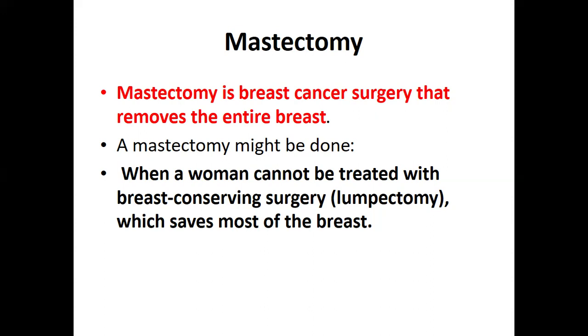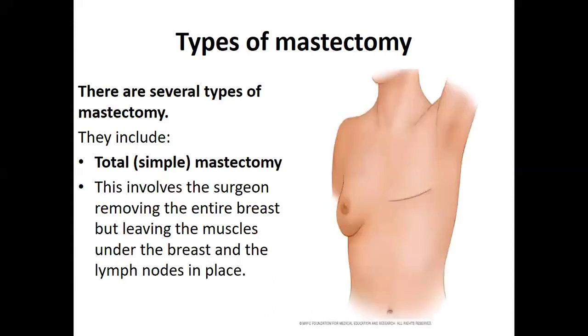A mastectomy must be done when a woman cannot be treated with breast conserving surgery, which is lumpectomy, which saves most of the breast. So depending on the cause, if a lumpectomy is done, even better, but if not, depending on the type of condition they have, a mastectomy must be done. When it is done, it also affects the muscles, and the musculoskeletal system is involved.